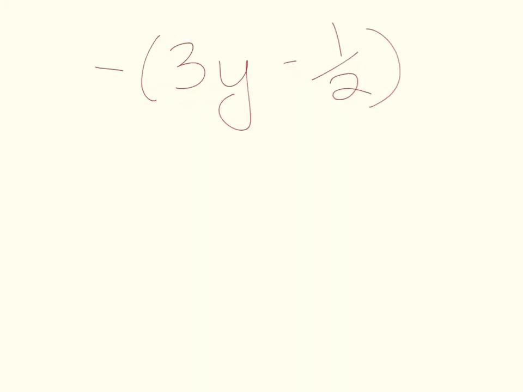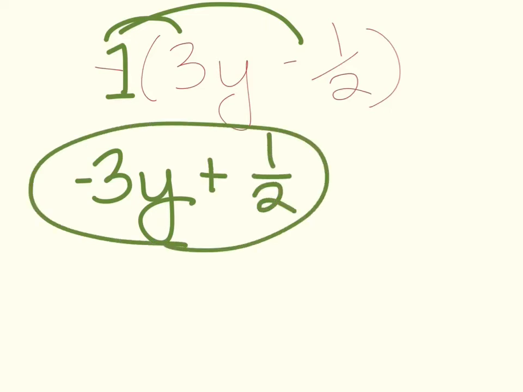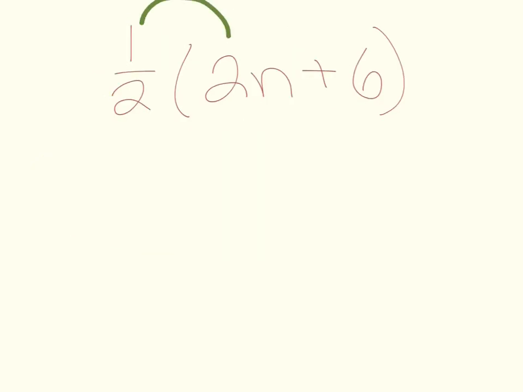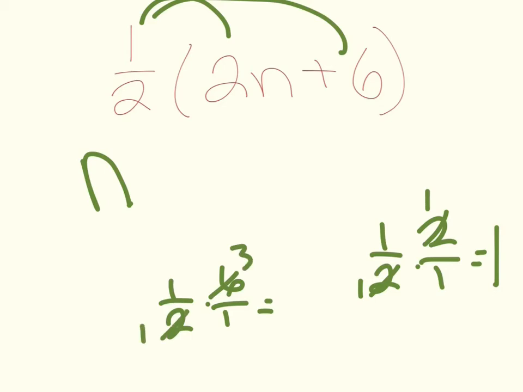For this one now, again, we're going to distribute that negative 1 into both parts. So negative 1, excuse me, times 3y is going to give me negative 3y. Negative 1 times negative 1/2 is going to give me a positive 1/2. So now we're going to distribute the 1/2 to both parts. So we're going to do 1/2 times 2/1, which just gives me 1n. So we just have n. And then 1/2 times 6/1. Cross simplify, we end up with 3/1. And those were both positive, so we end up with n plus 3.